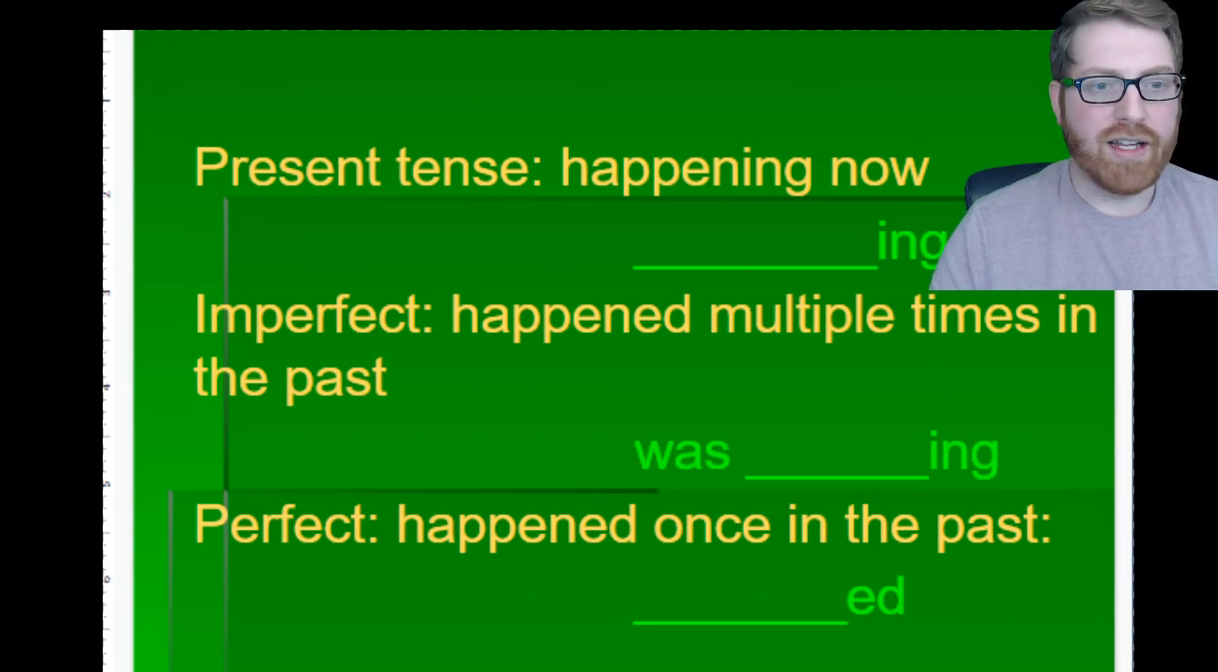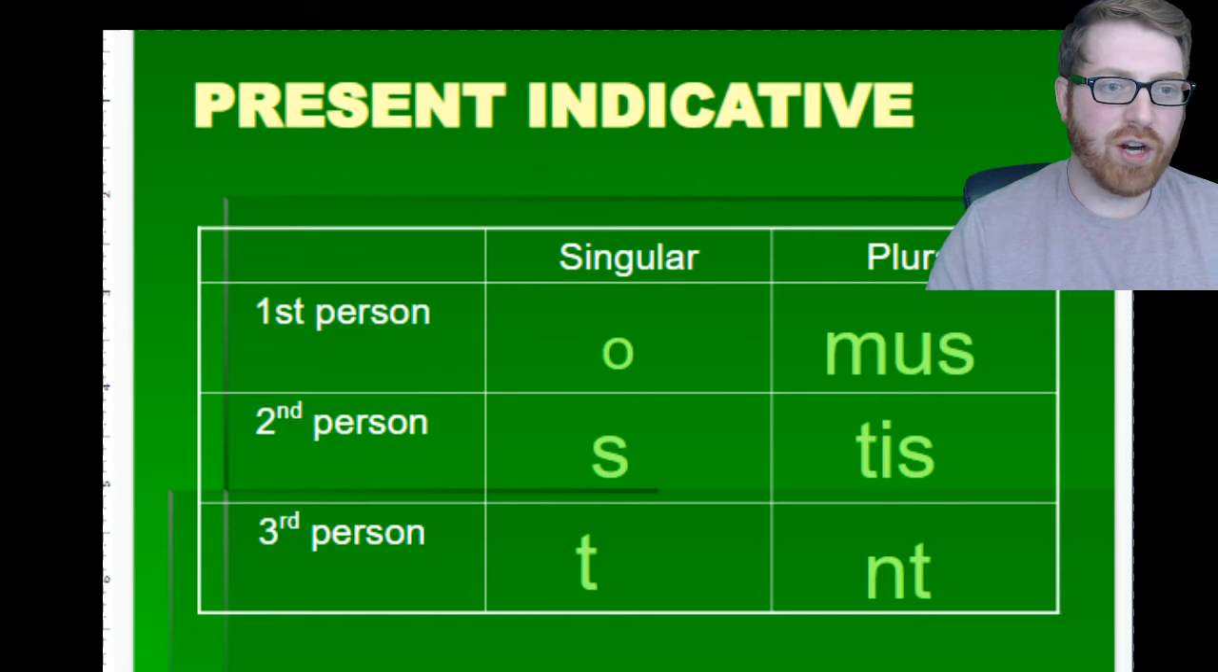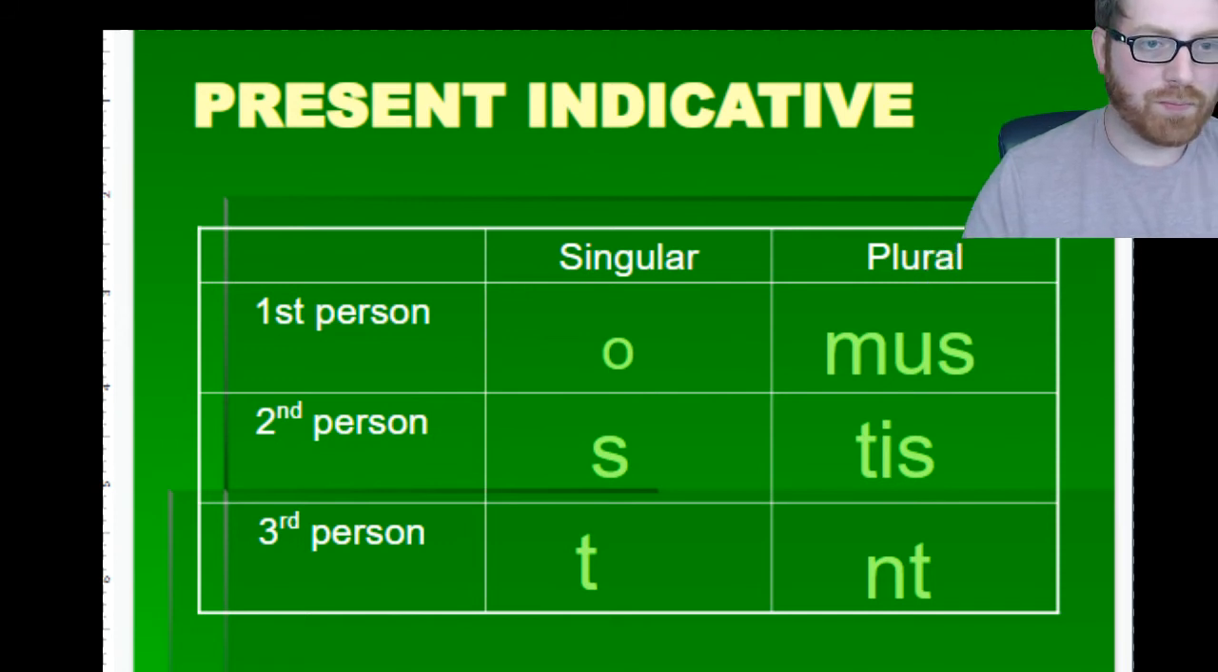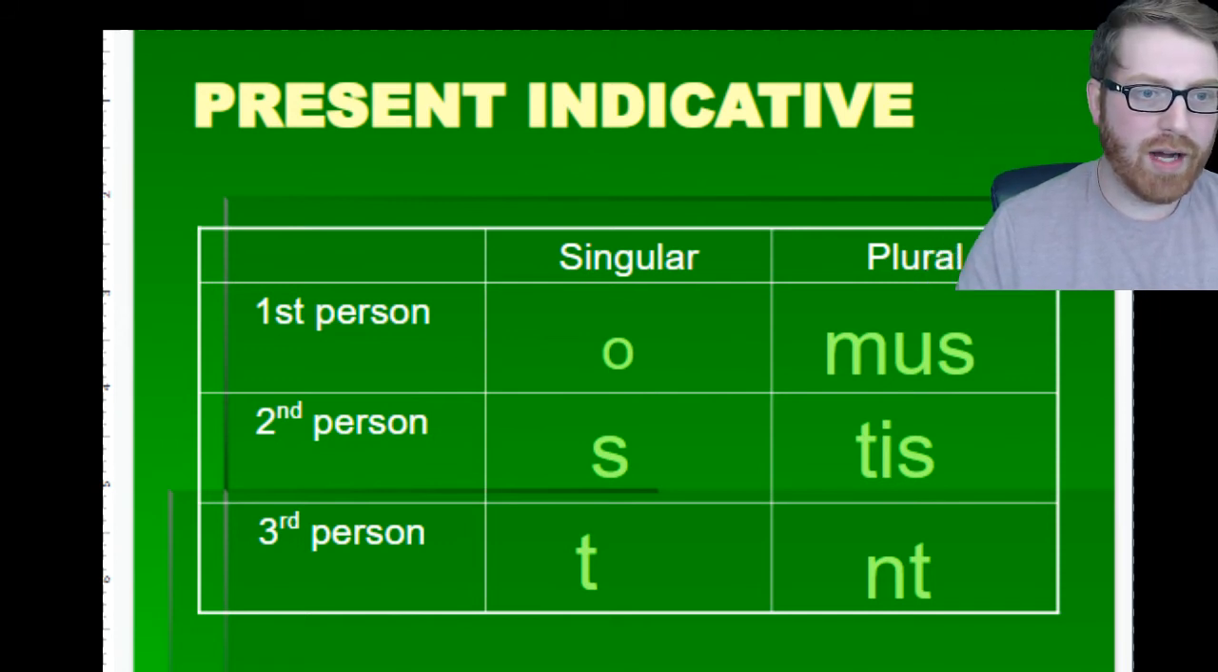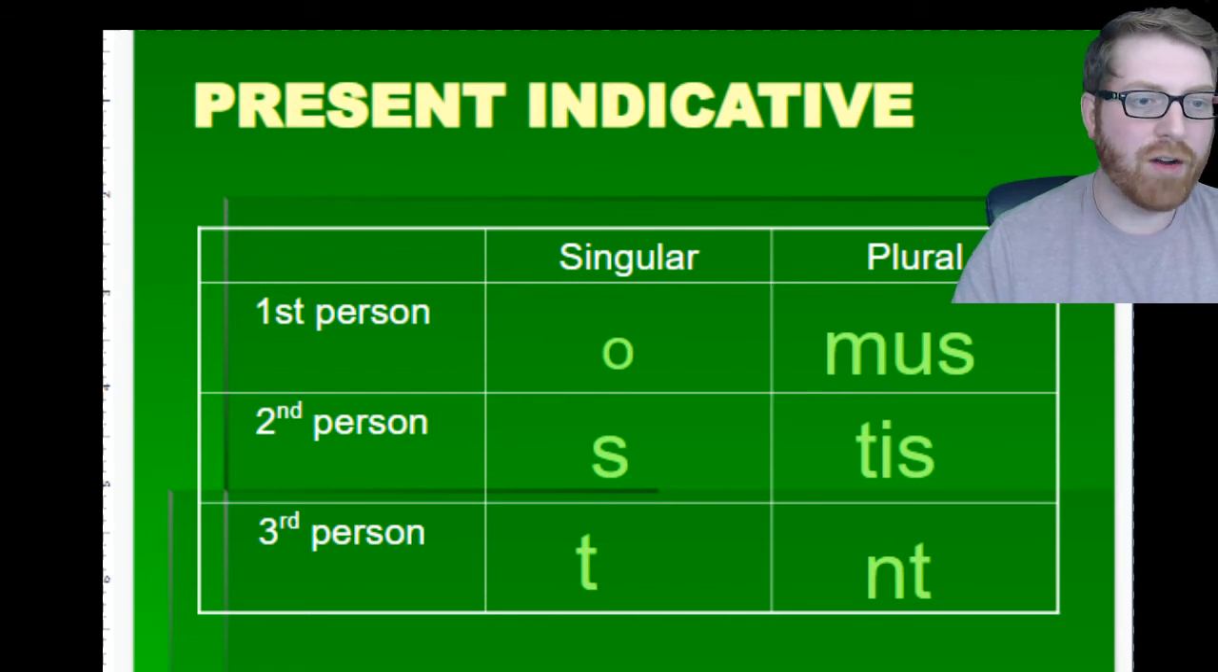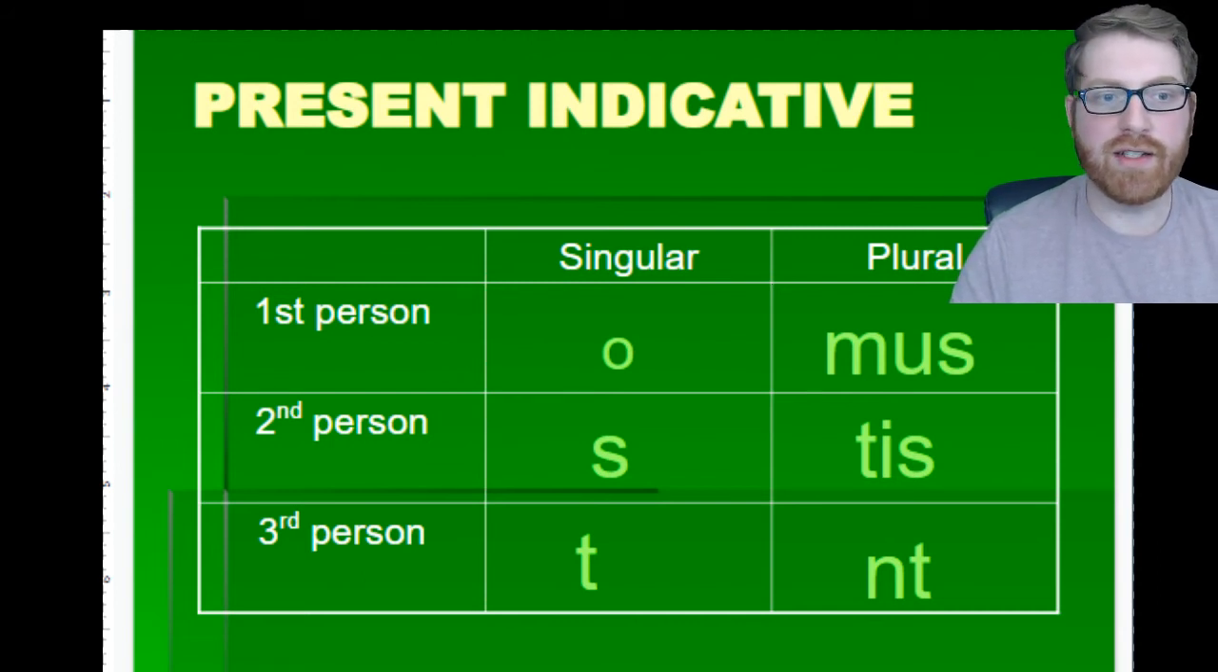So we're going to continue on with these charts. You should already have all these charts down. But this chapter, we are going to be focusing on how to translate different verbs in different tenses, and now incorporating the nos, the mus, and the tis endings into all those verb tenses.